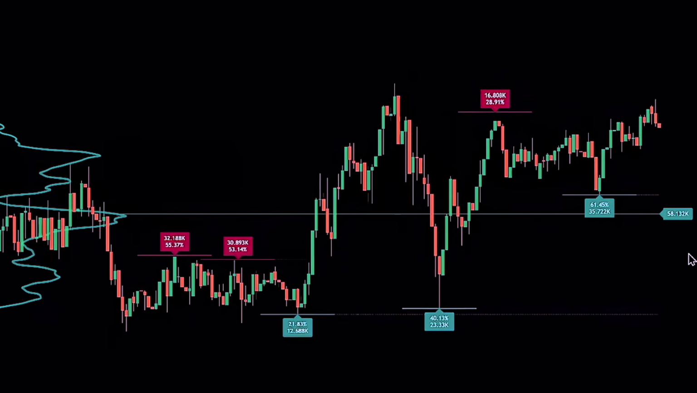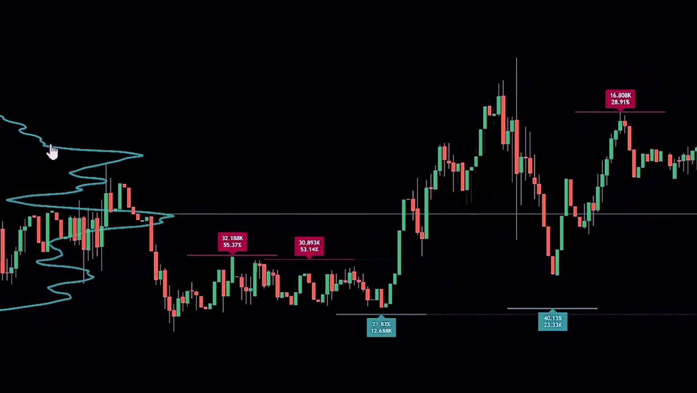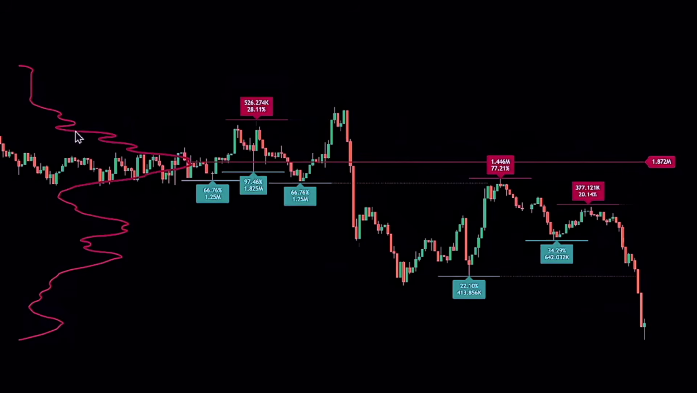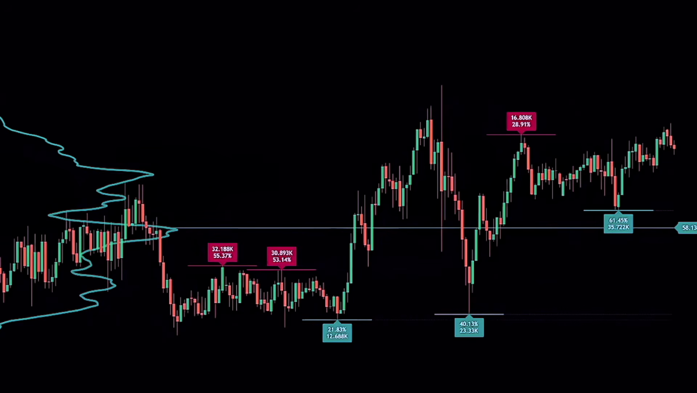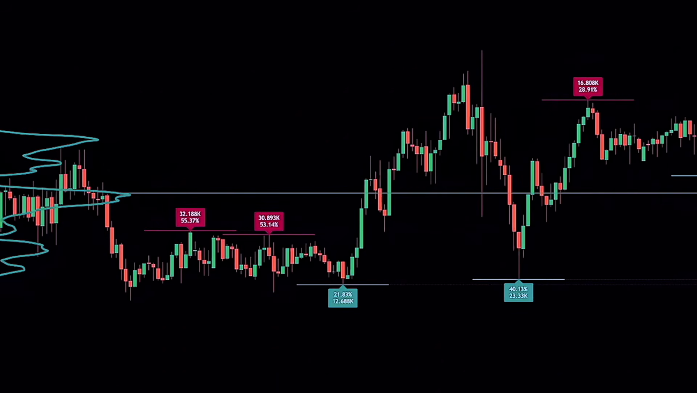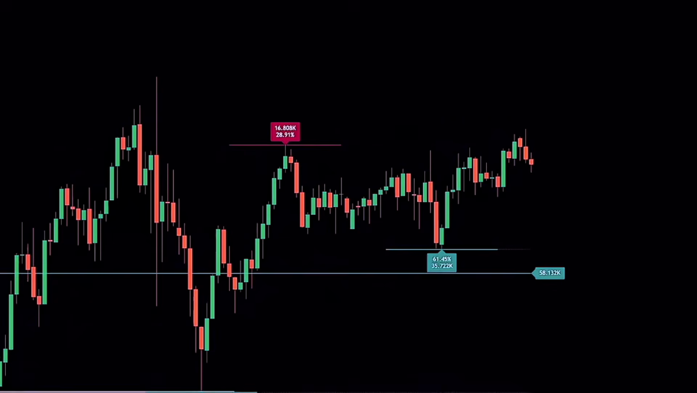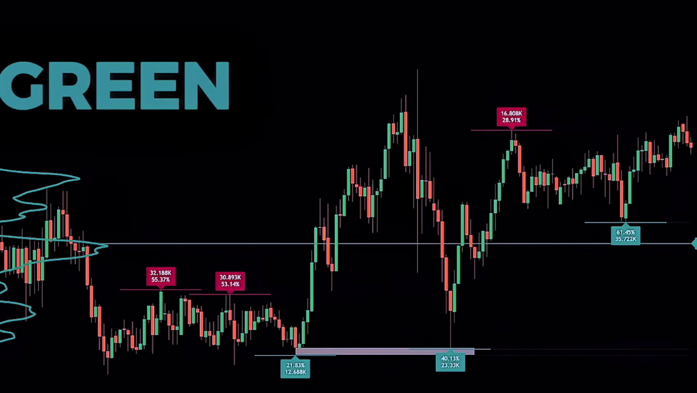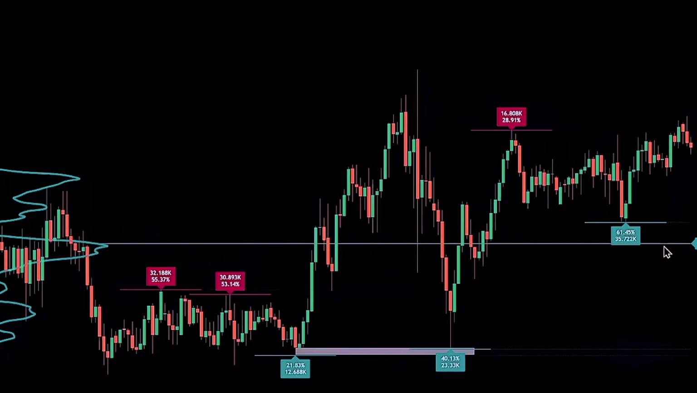Now, here's how I use it. I start by checking the profile's color and POC for bias. Teal with the profile building near the POC, I'm thinking bullish. Maroon and sloping lower, bearish vibes. Then I watch for the first retest of a new pivot level, since that's where the cleanest moves often happen.